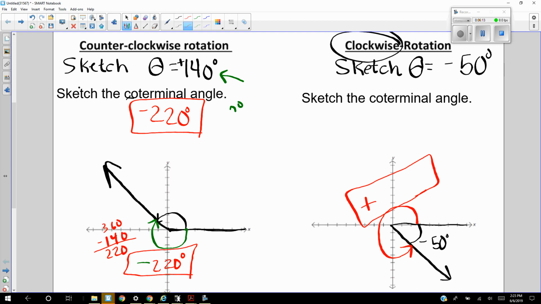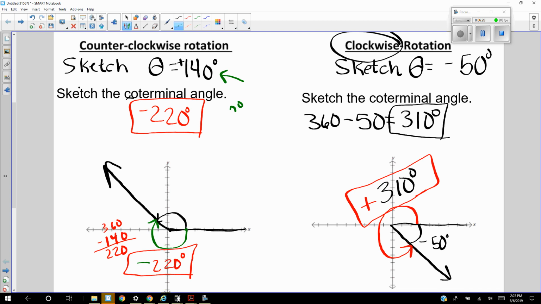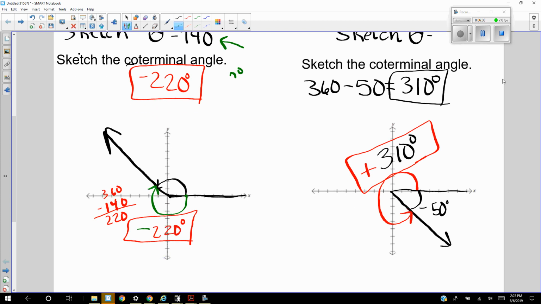You don't really have to put the plus sign there. To figure out that angle measure, we're going to take 360, the full circle, subtract the original angle. So that means the coterminal angle of this problem is positive 310 degrees.